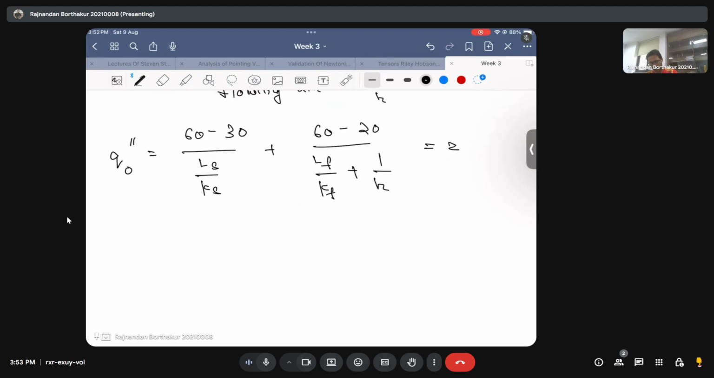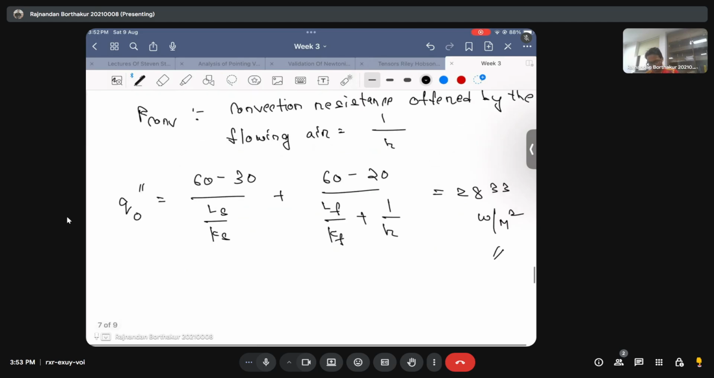I have already calculated that. You should get the answer to be 2833 watt per meter square. All you need to do is substitute the values in SI units in place of these variables. If you do that, you should get the heat flux which needs to be provided at the interface of the substrate and the film to be 2833 watt per meter square. This much amount of energy is required for this given system.